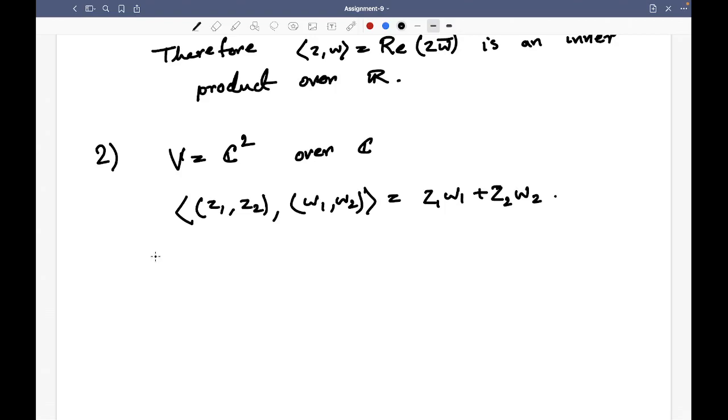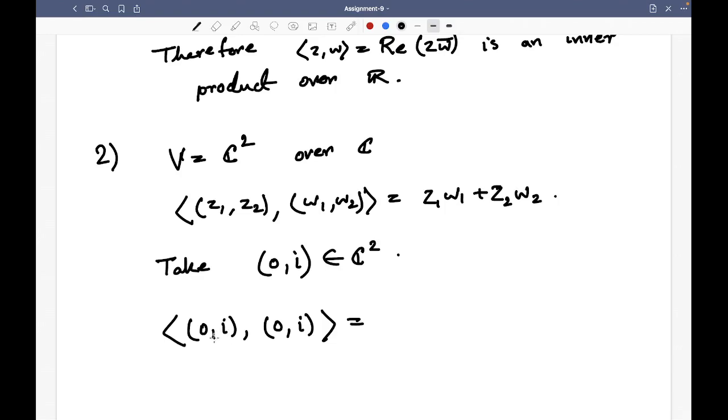For that we have to show that at least one of the conditions for the inner product is not satisfied. So let's check the positivity condition. It means that if we take Z comma Z, then it is not always non-negative. So let's take a vector, take this (0, I). This is in C2, right? So what will be this inner product? Let's check (0, I) with (0, I).